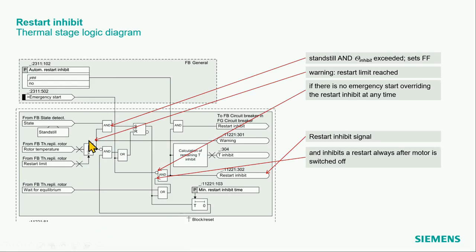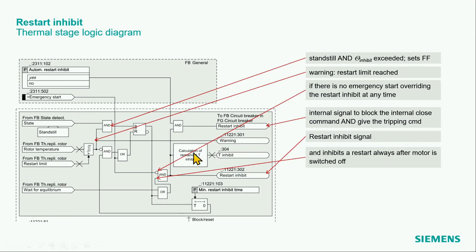I've also a warning signal here. This is the warning signal. This comes immediately when the temperature is over the restart limit temperature at the end. And here's one important thing. I've also this signal as an internal signal. So if I activate this link here, so automatic restart inhibit, if I set this to yes, then I activate this link here. And that means that the internal control of this device, of the protection device, is influenced directly.